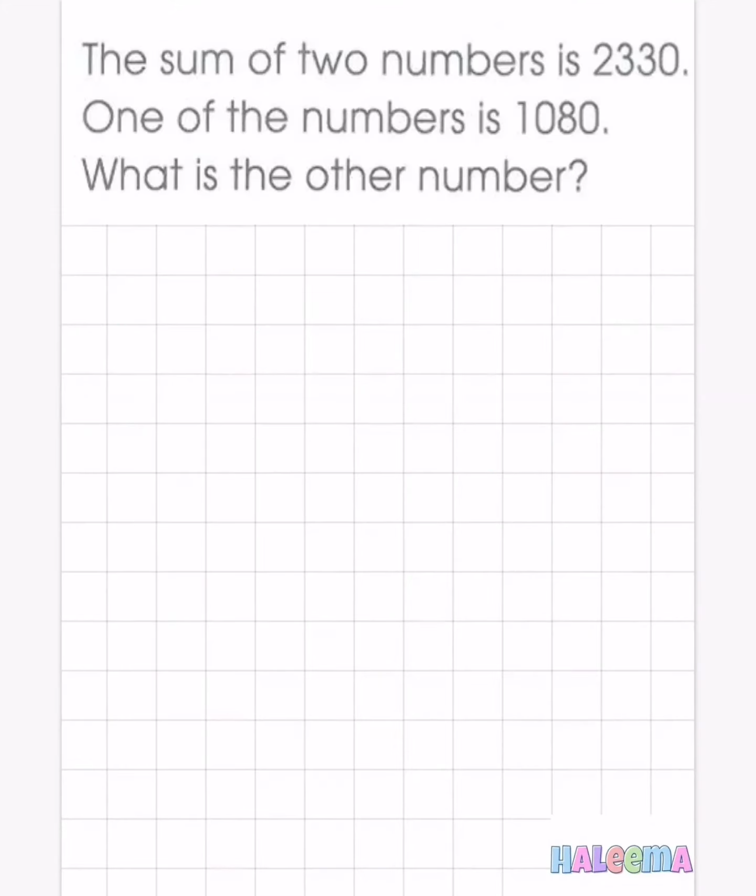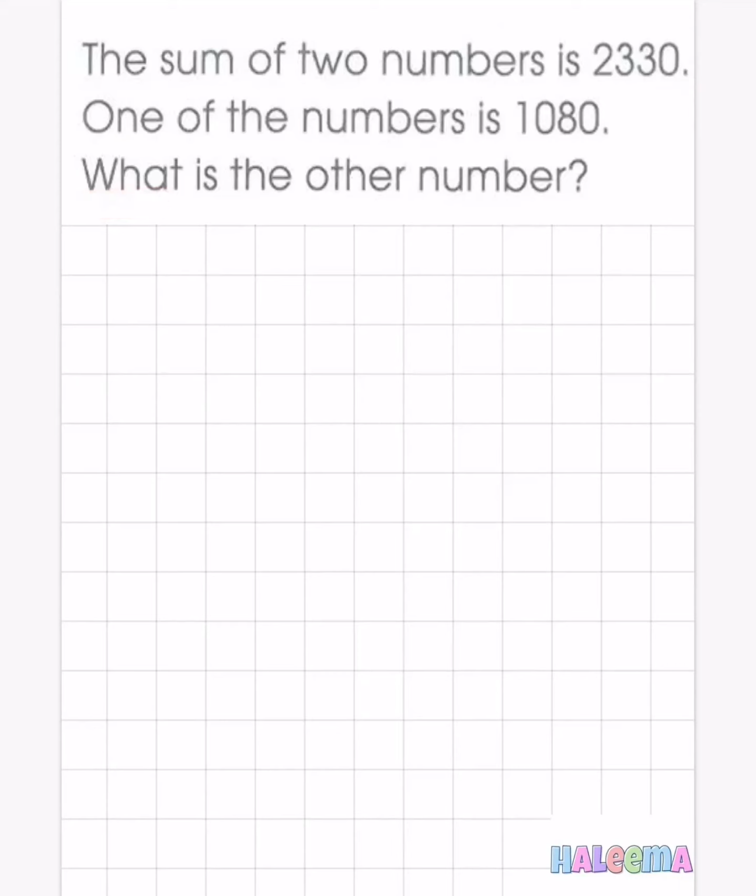I don't know why they've named this a word problem. It's not a problem. The sum of two numbers is 2,330. Look, they've given you the total amount already. Listen to the question once again. Sum means to add, right? But here, they've already told you that the sum of two numbers is 2,330. One of the numbers is 1,080. Now, what they're asking you is, what is the other number?